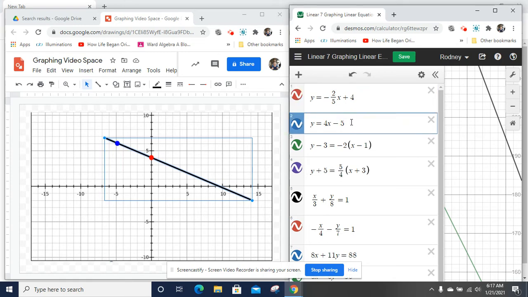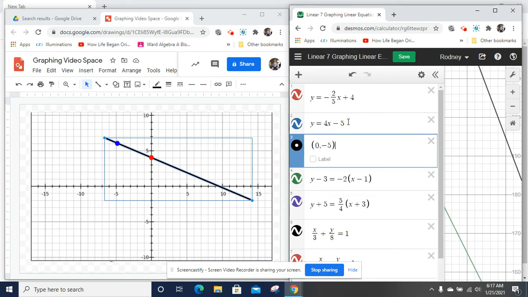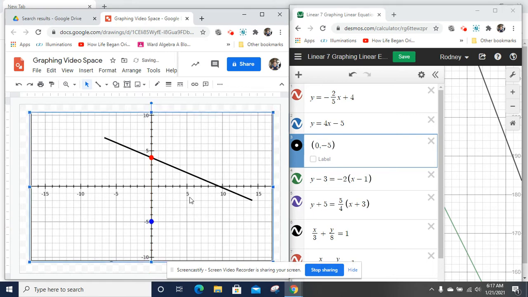So let's talk about this next one, y equals 4x minus 5. So once again, we're given a y-intercept at -5, so we can immediately plot a point at (0, -5). Okay, so let's go ahead and grab one of our points and put it down there. Ooh, it's deciding to stretch again. I know this is not the perfect solution to being able to graph our lines, but here we go. (0, -5). I've moved that point.